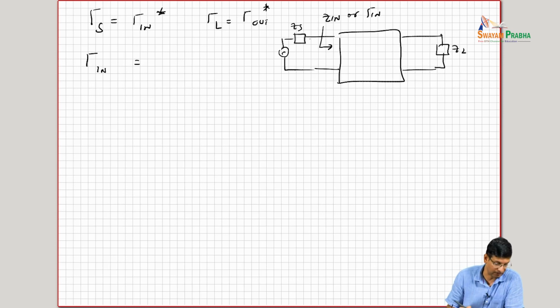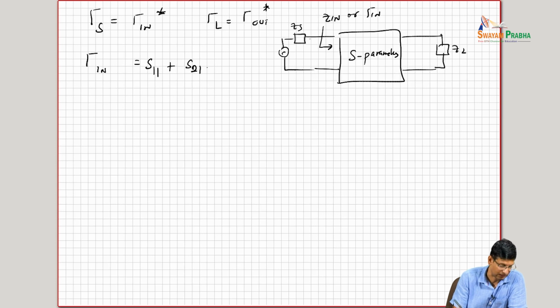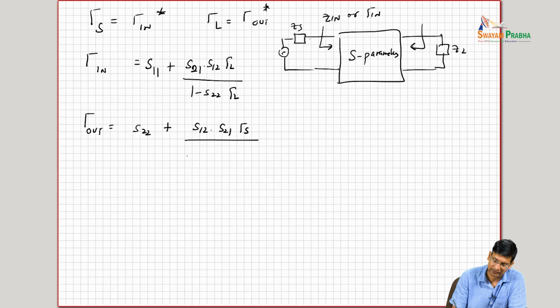What we see over here is that if I think about this in S parameters, you can do this in other parameters as well, but the principle stays the same, that you see this as S11 plus S21 S12 gamma L divided by 1 minus S22 gamma L. And you see gamma out, which is the impedance that you see over here, as S22 plus S12 times S21 gamma S divided by 1 minus S22 gamma S.